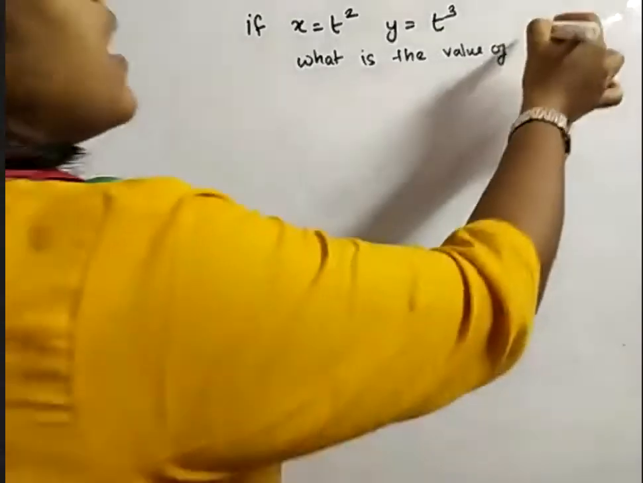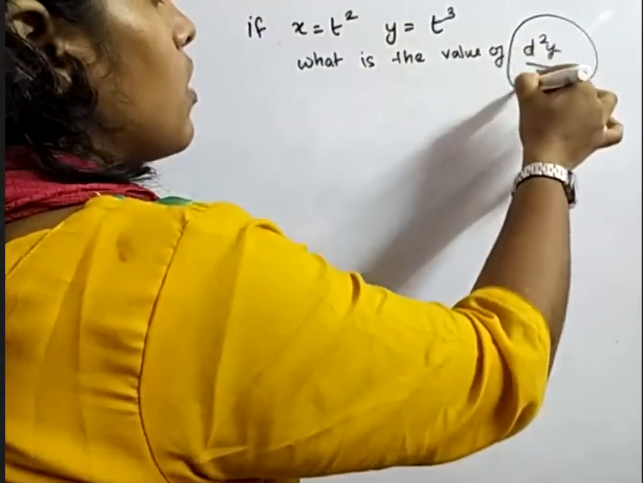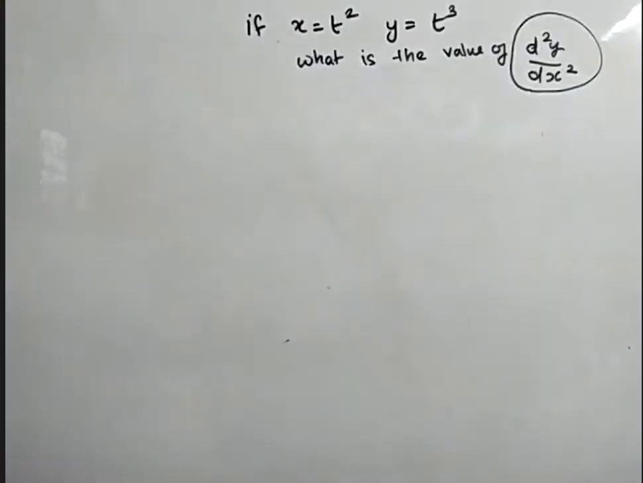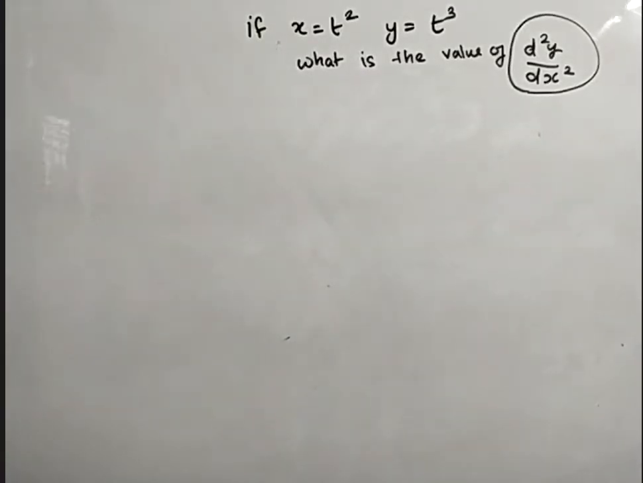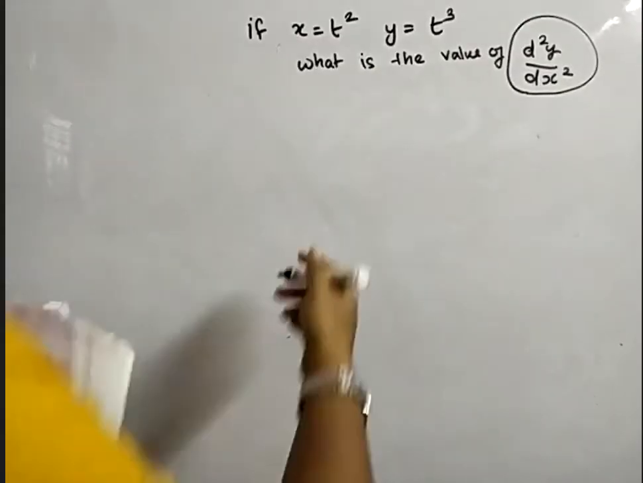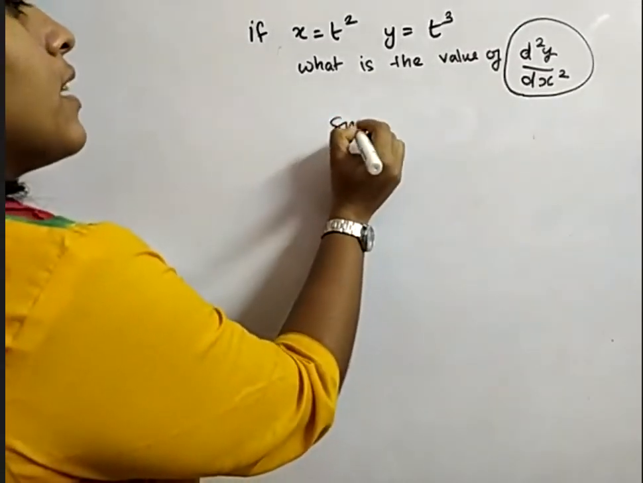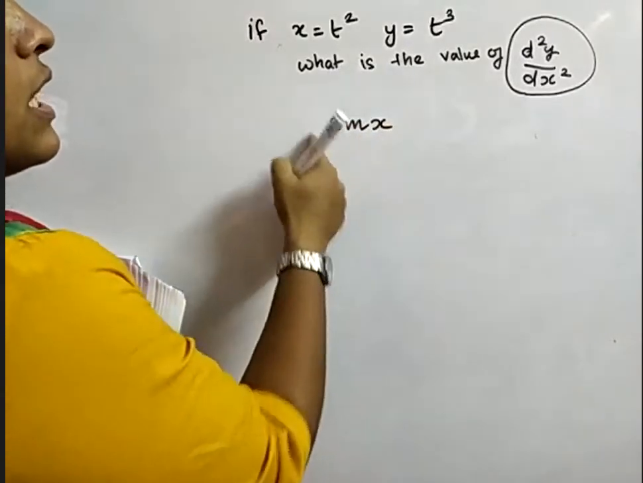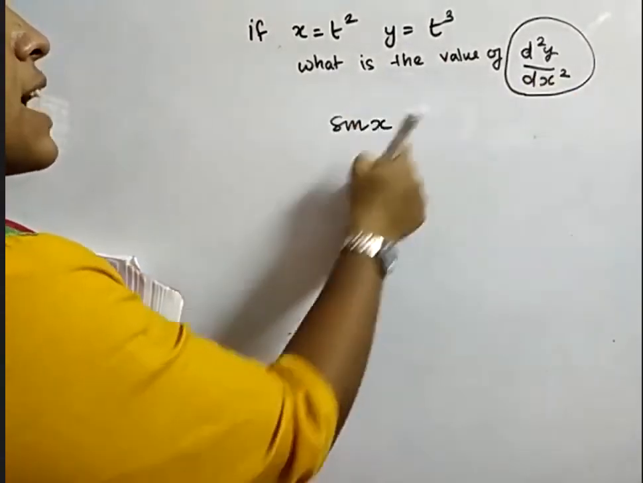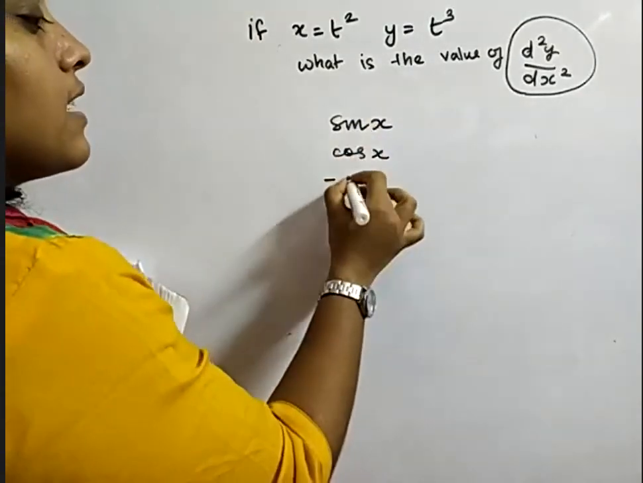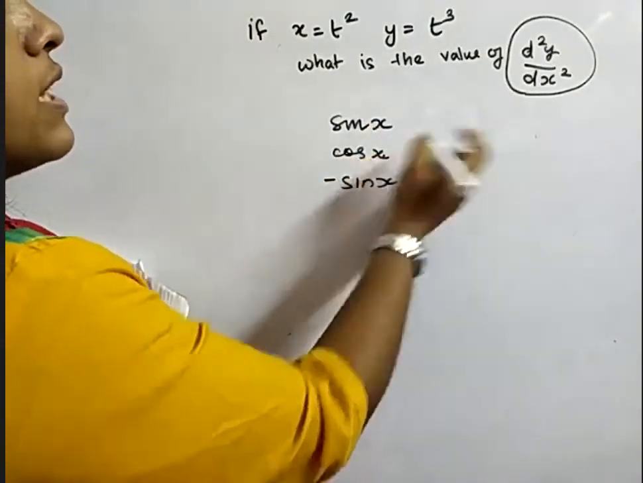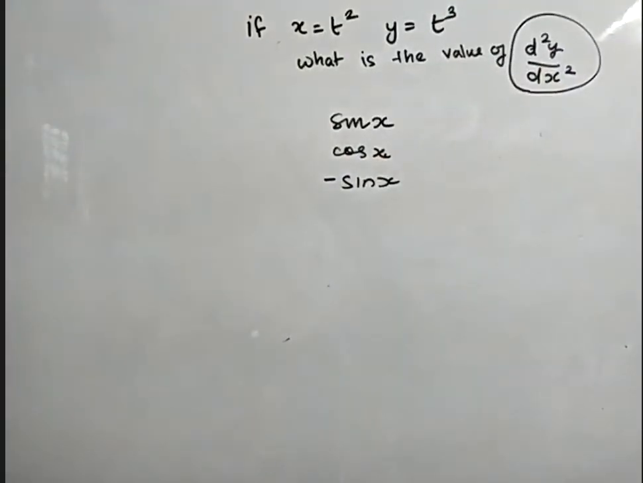Now you are seeing this for the first time, no? New one, that is d square y by dx square. D square y by dx square means first you take the derivative one time, then take the derivative of that again. Suppose I am taking sin x as a function: take the derivative, that is cos x. Now again take the derivative, that is minus sin x. That is d square y by dx square.